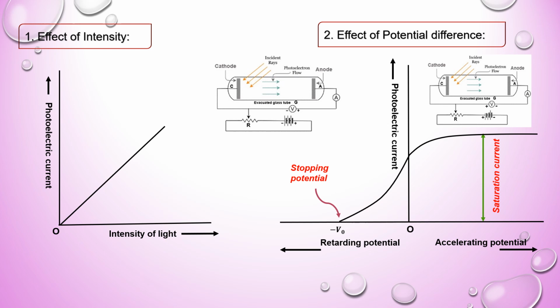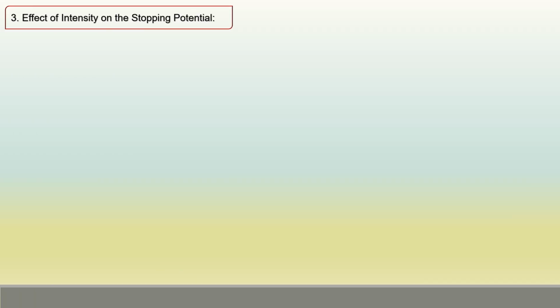So we can write the work done by the stopping potential on the fastest electron should be just equal to its maximum kinetic energy. That is, maximum kinetic energy is equal to eV naught. So from here we can say the stopping potential is a parameter which measures the kinetic energy of the emitted photoelectron. Now let us understand the effect of intensity on the stopping potential.